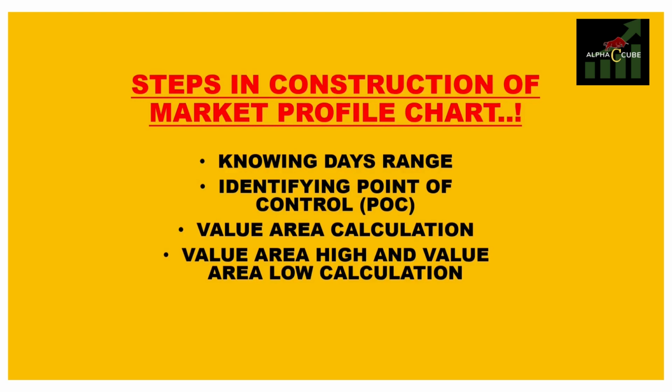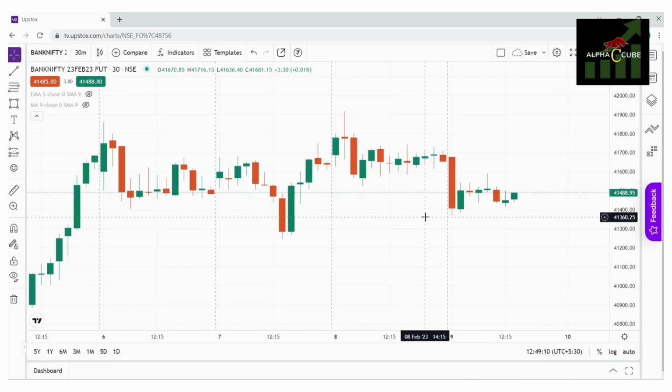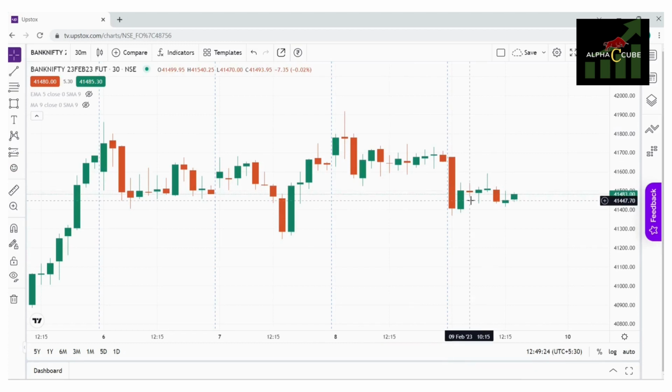Now let's get into the charts and the Excel spreadsheet and see how we can plot market profile charts. You can see that I've opened a Bank Nifty futures chart. This data is available with all the brokers for free of cost. As we discussed, the first step is to know the range for the day for which we are planning to plot a market profile chart. I've selected a Bank Nifty futures chart here and let's construct it for 8th of February.